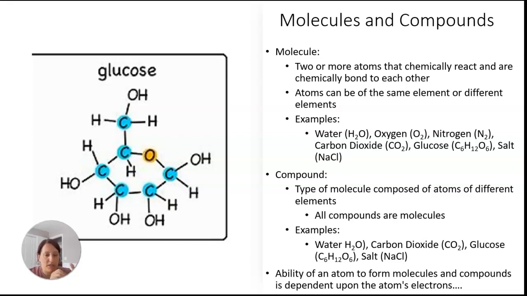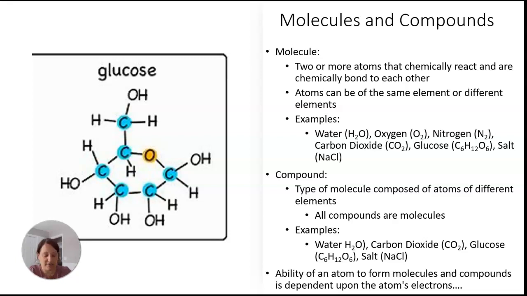A compound, on the other hand, is going to be a type of molecule that's going to be composed of atoms of different elements. And so we can say that all compounds are molecules, but not all molecules are compounds. Okay? And so examples here would be water, carbon dioxide, glucose, and salt, but we wouldn't include O2 or N2, so that's oxygen and nitrogen. Those would only be molecules. We couldn't consider them to be compounds. And so there's the difference there.